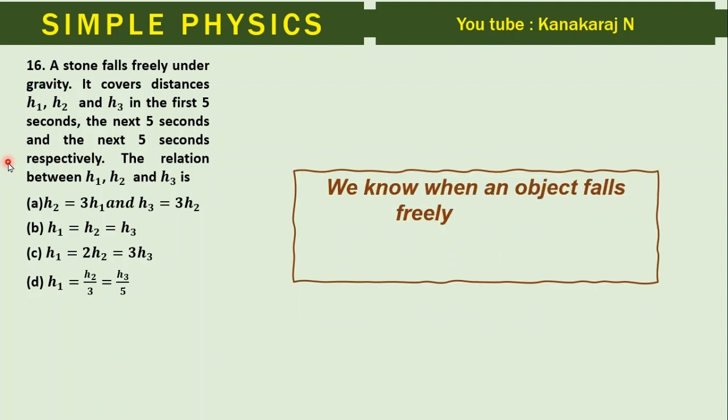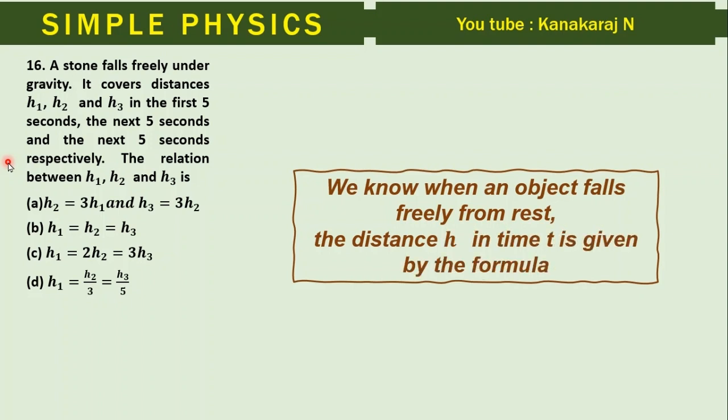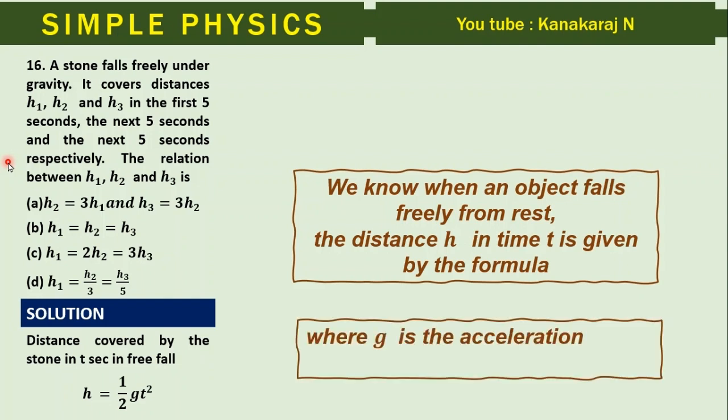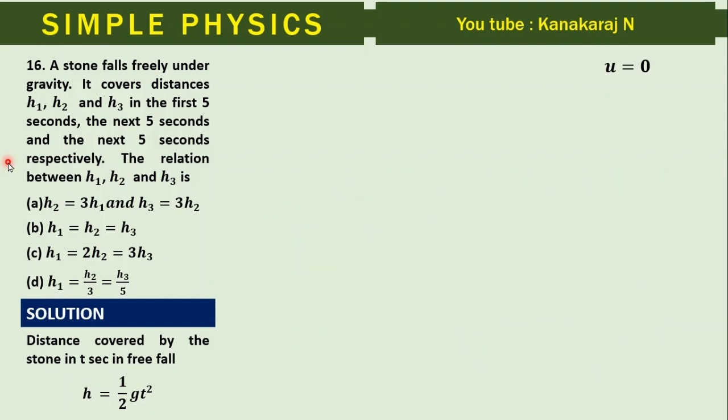We know when an object falls freely from rest, the distance h in time t is given by the formula h equals 1 half g t square, where g is the acceleration due to gravity. The initial velocity of the free fall body equals 0. This is the diagram. h1 is the distance traveled by the free fall in the first 5 seconds.